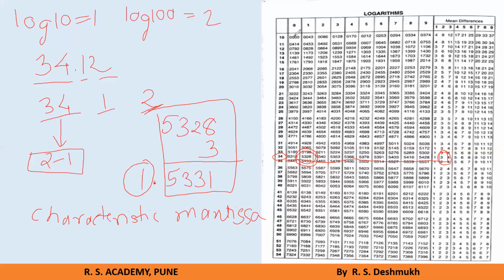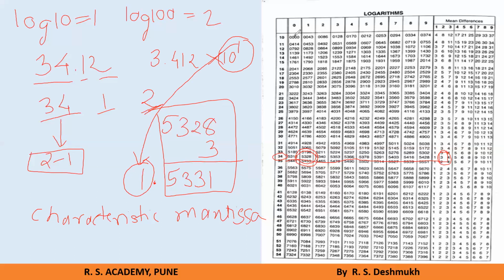Now I can find out the characteristic in one more way. Just see here what I am writing, just observe carefully. I am saying it is 3.412 into 10 raised to 1. If you are representing any number in the form where the decimal is after the first digit, then whatever is the power of 10 directly becomes the characteristic. So I have given you two ways to find the characteristic.